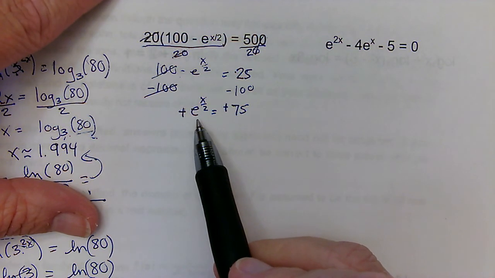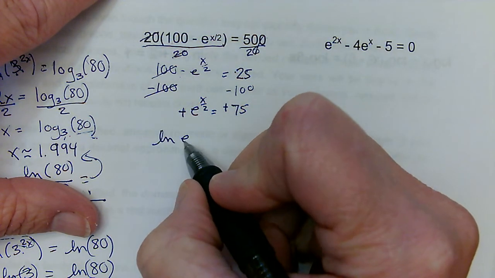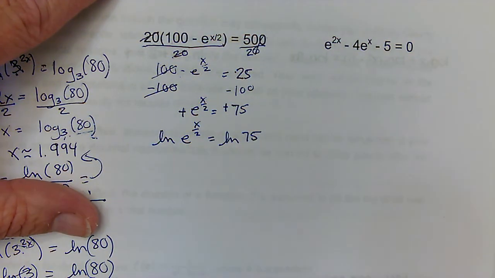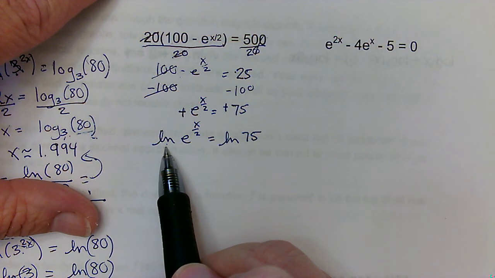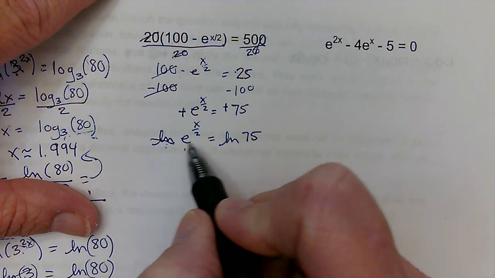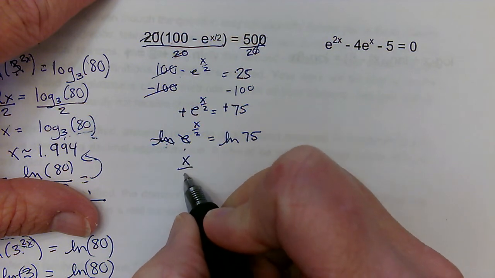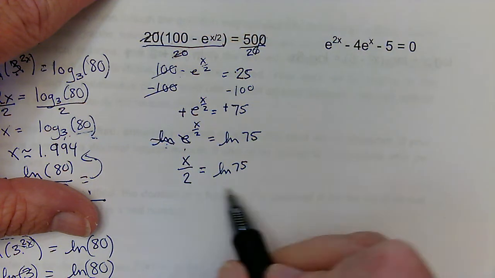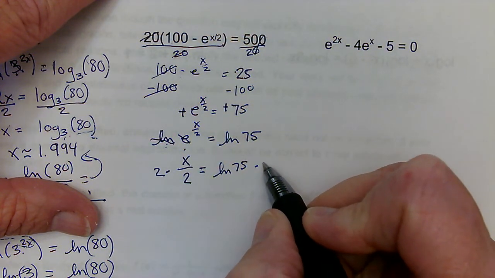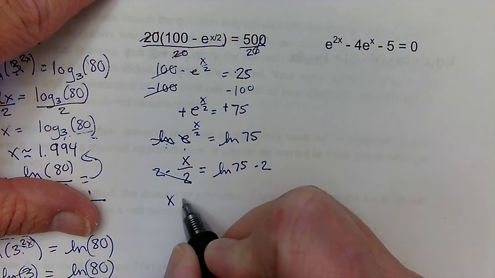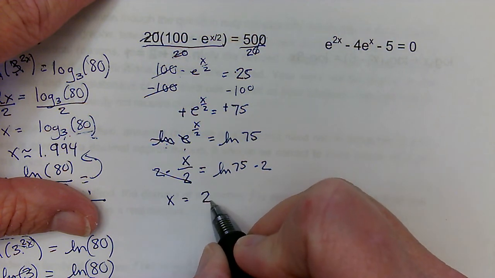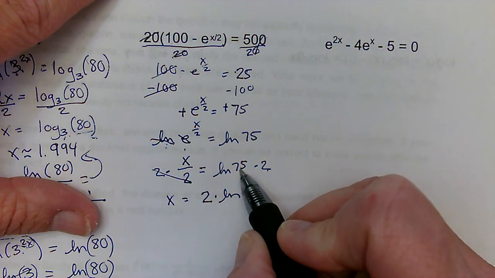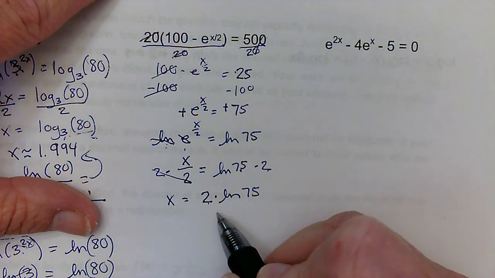It has a base of e, so I'm going to use the natural log for both sides. Now because the natural log has the base of e, the natural log cancels out the base of e and just leaves the x over 2. So then to get x by itself, we'd multiply by 2 on both sides. So these cancel and leave x. Normally we write the number that's being multiplied in front of the logarithm, so we don't get confused and think the 2 is multiplied by the 75. That 2 is not part of the object of the logarithm.